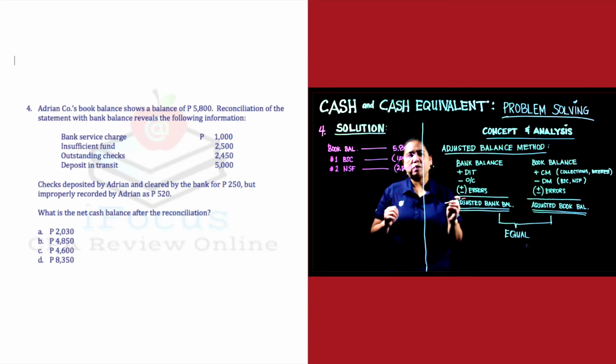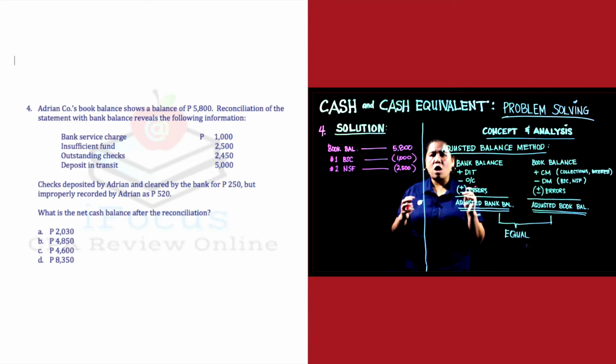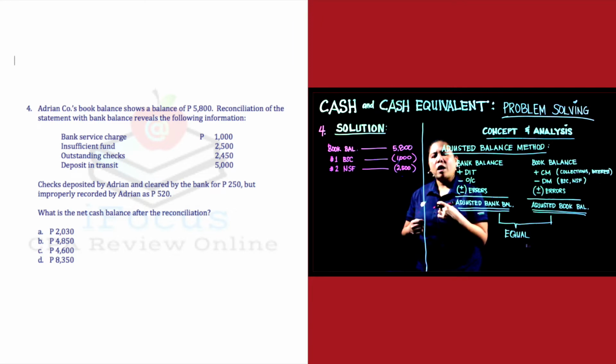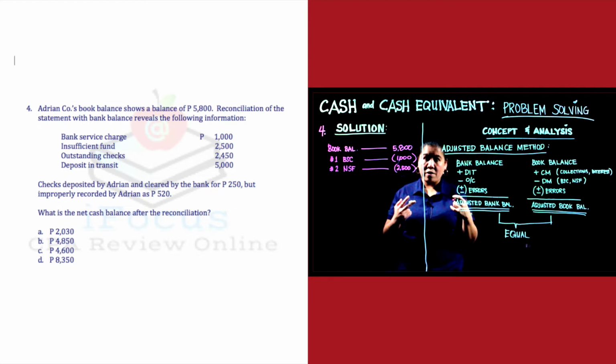Item number 4 is deposit in transit of 5,000. Yan ay reconciling items sa bank balance. Hindi po yan reconciling items sa book balance. Alright? Now, checks deposit by Adrian and cleared by the bank for 250, but improperly recorded by Adrian as 520.